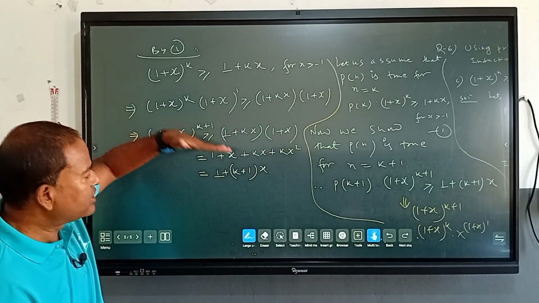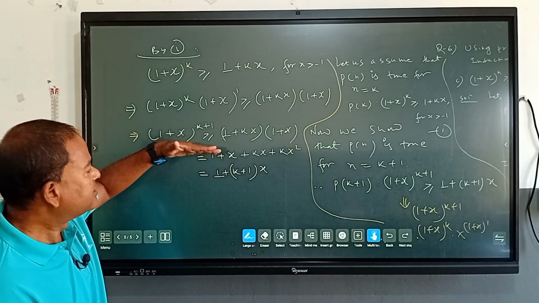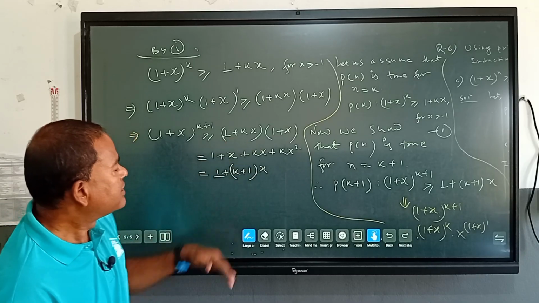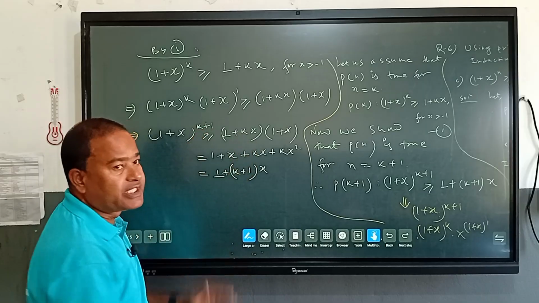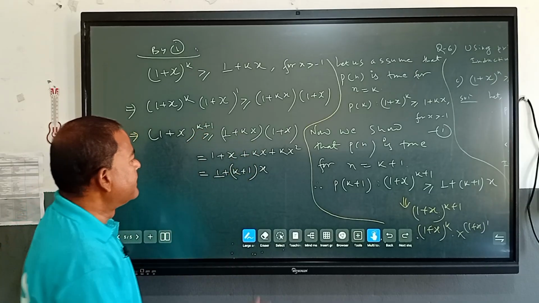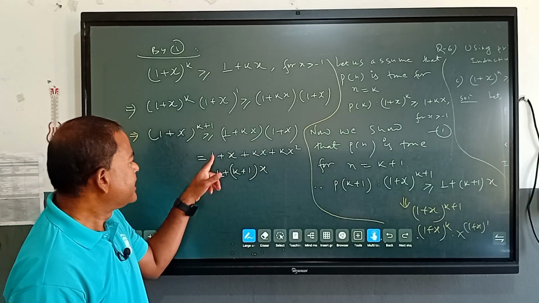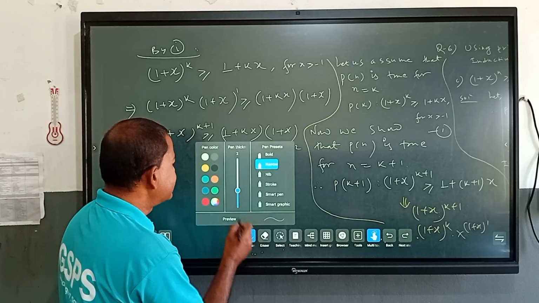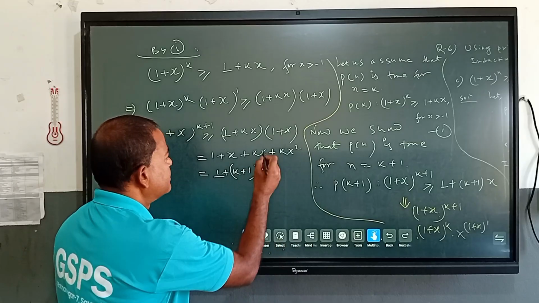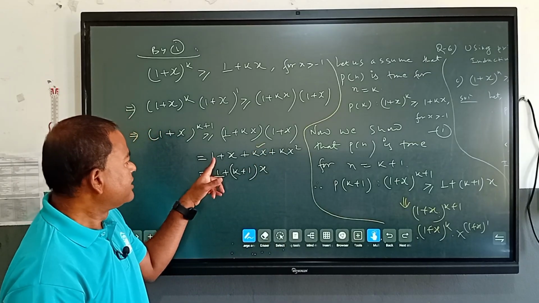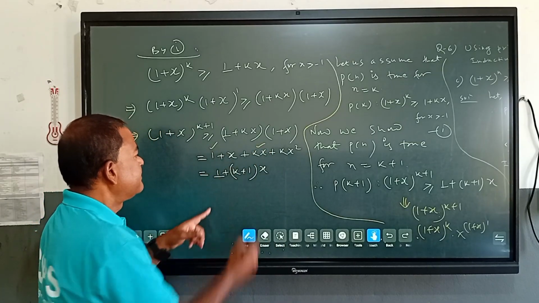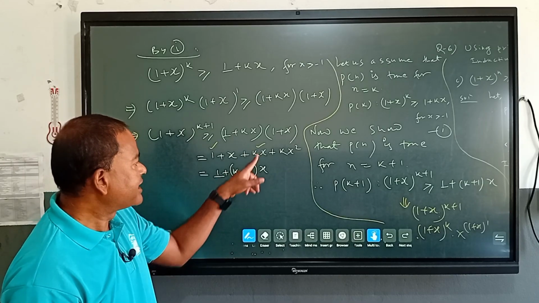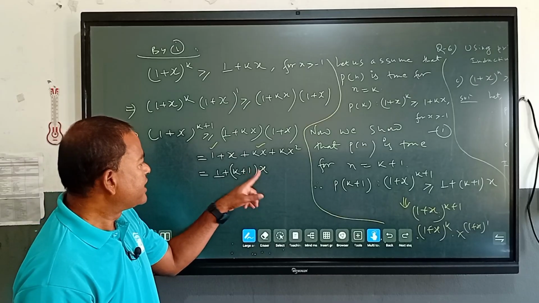So dear students, now we have to balance all these terms with the terms of the above one. So this must be balanced with this one. Then we can write the equal sign. So let's balance it. 1 is already balanced, the first term. K into x, kx is also balanced. K times x, we get kx. So this kx is balanced with this one. 1 into x, we get x.